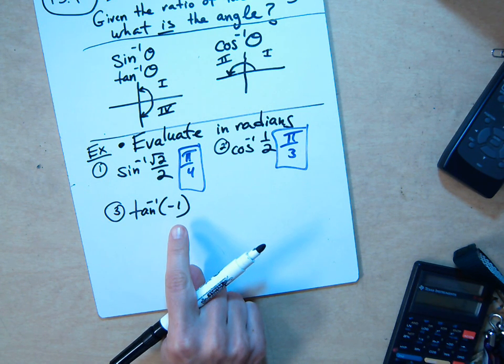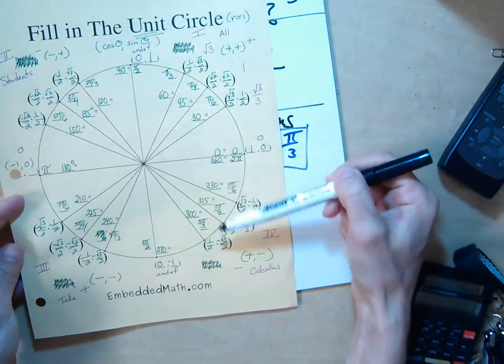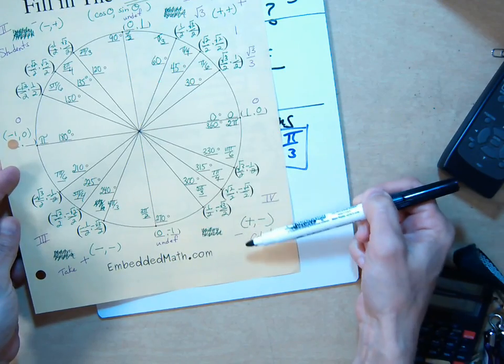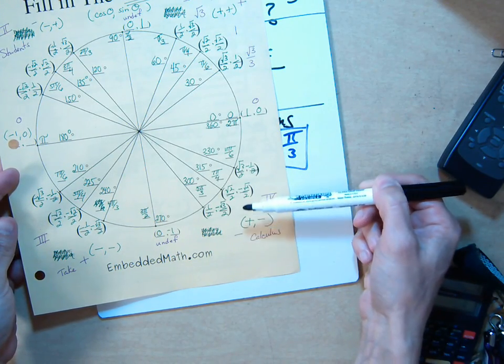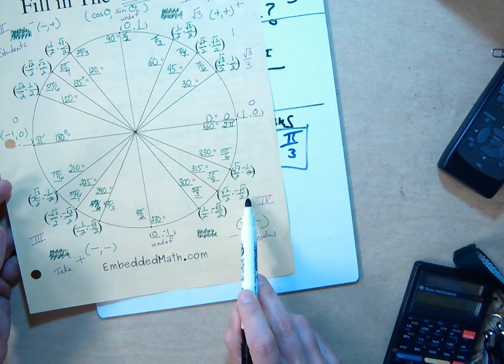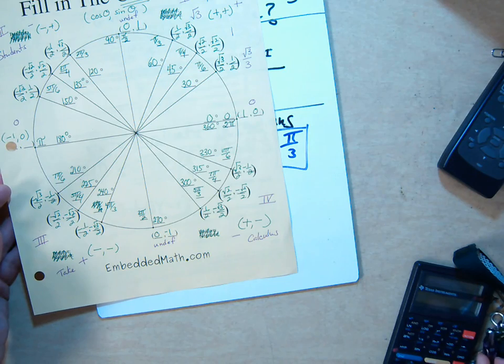Where is the tangent -1? So we need to look in quadrant 1 and 4. Well, the tangent is negative only down here. So where is it -1? That would be right here, because remember, it's the same as up here, same as the reference angle.